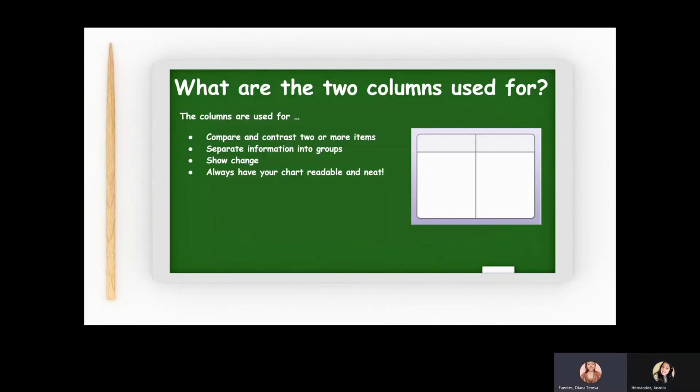What are the two columns used for? The columns are used to compare and contrast two or more items, separate information into groups, and show change. Always have your chart readable and neat. All the information in your chart is in the columns. Depending on what type of information you're recording or displaying, there may be more information in a certain column than others. So some columns may have only words or only pictures in them.